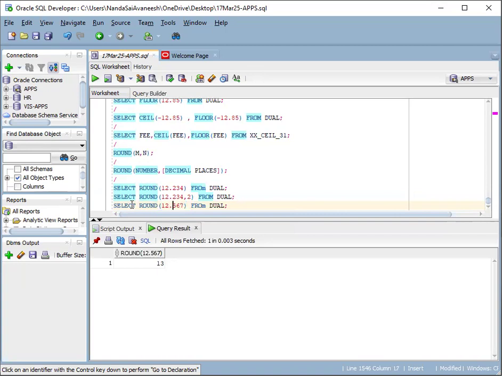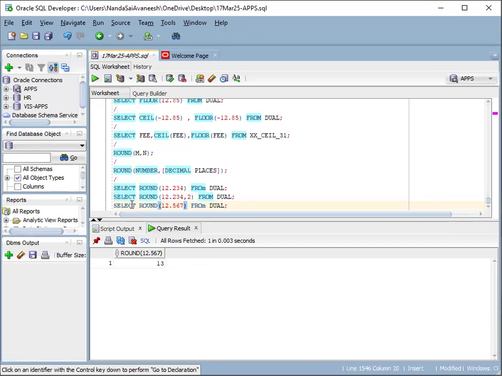That means after the decimal point, it is verifying whether it is below 5 or above 5. If it is below 5, there is no change for this value. If it is above 5, then it adds 1 to the next existing value. That is, 12 becomes 13 with the round function.